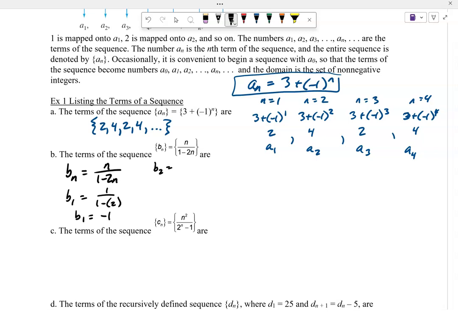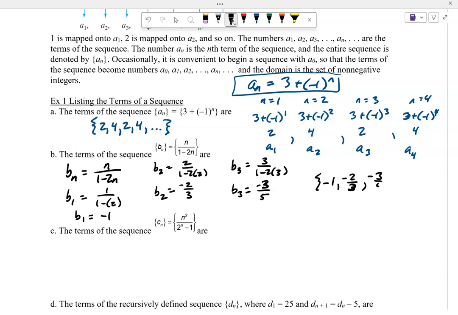Now let's find our second term. 2 over negative 3, so negative 2 thirds. Let's find our third term. 3 over negative 5, so negative 3 fifths is our third term. And so on. So our first term is negative 1, second term is negative 2 thirds, third term is negative 3 fifths, the next one would be negative 4 sevenths, and so on. And there's the sequence.